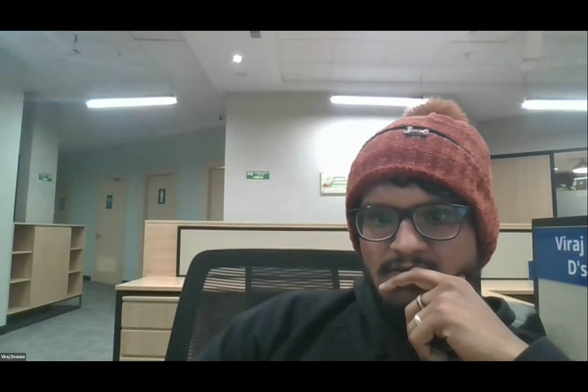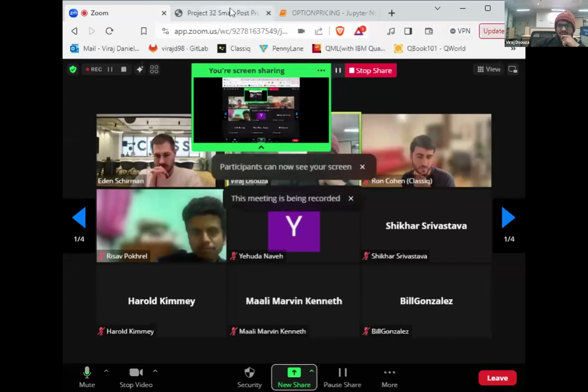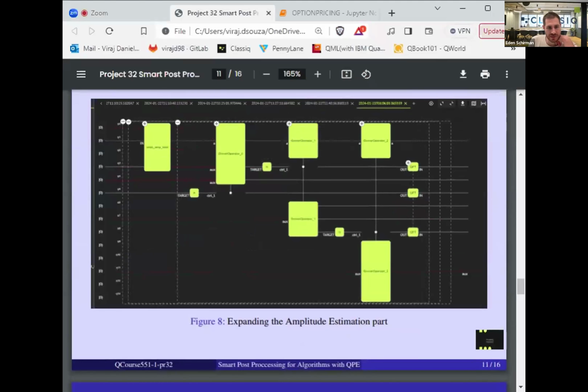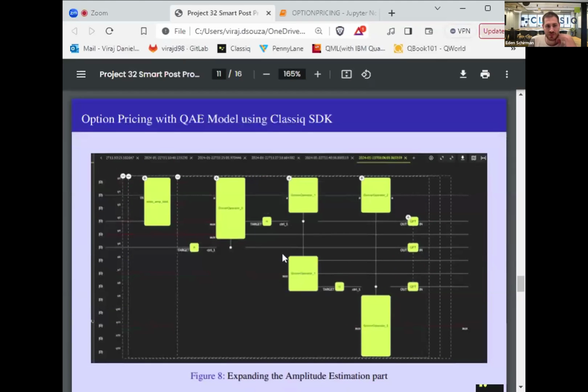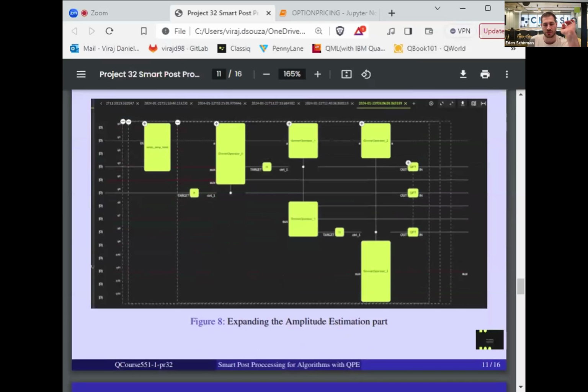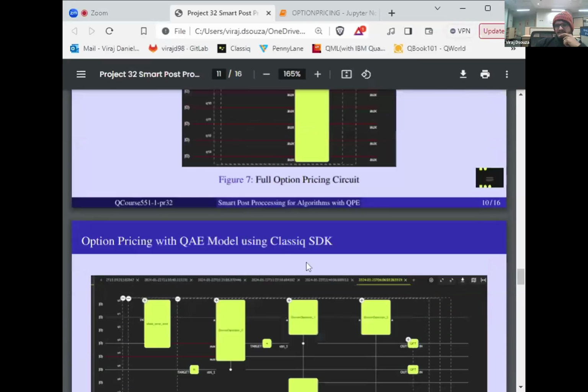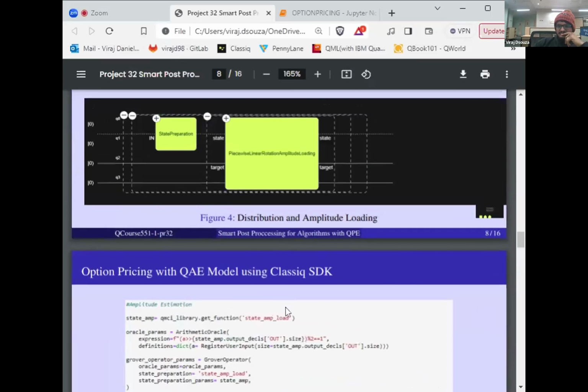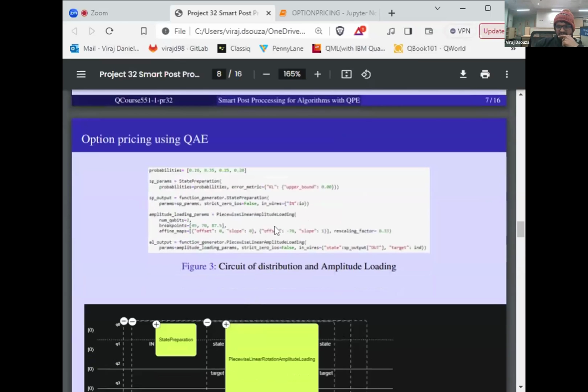Okay, just let me open my presentation. Which is slide number 11? Yeah, so for example, the circuit that we view now, is this from the built-in implementation of Classiq option pricing, or is it? No, this is not the built-in implementation. This is something I implemented using built-in functions of Classiq, but there was a built-in option pricing function of Classiq. I don't remember what the function is called. I didn't use that. So this is something that I prepared from scratch.